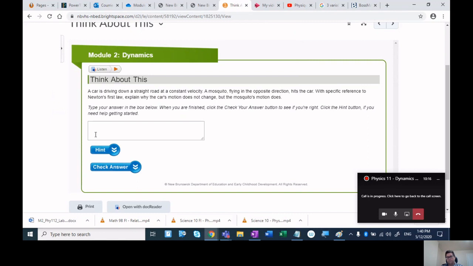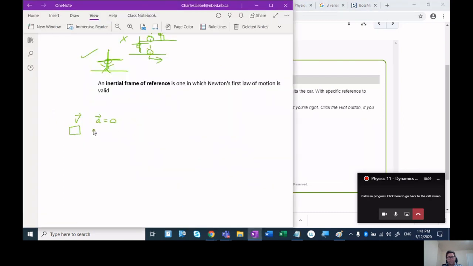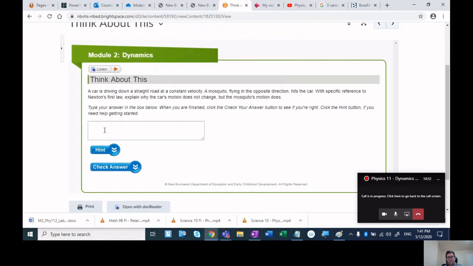A mosquito. Apologize for my voice. Flying in the opposite direction hits the car. The mosquito. Okay. Hits the car. So this is a velocity vector, not a force vector. It is flying at opposite direction, unfortunately, for it.